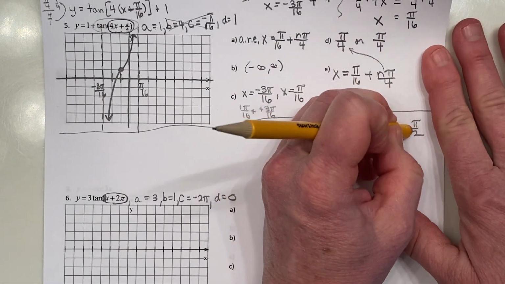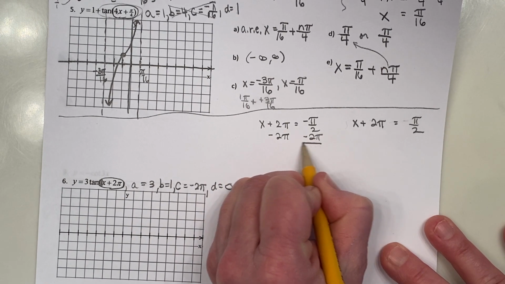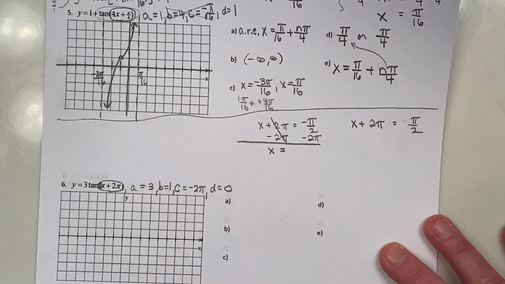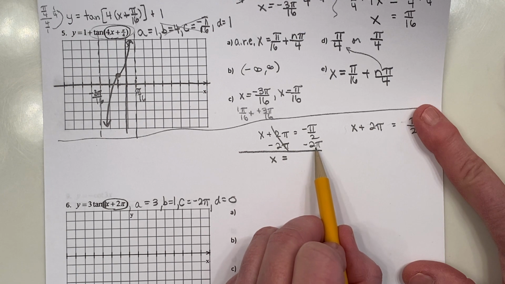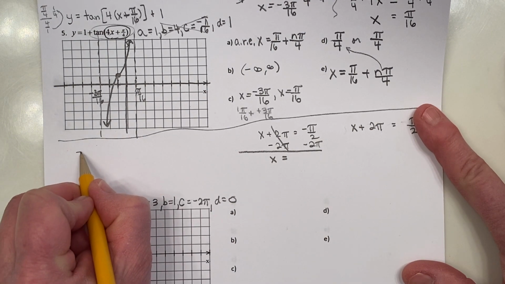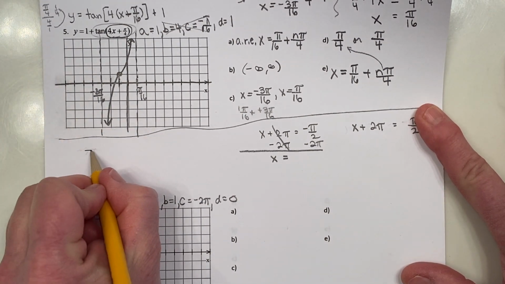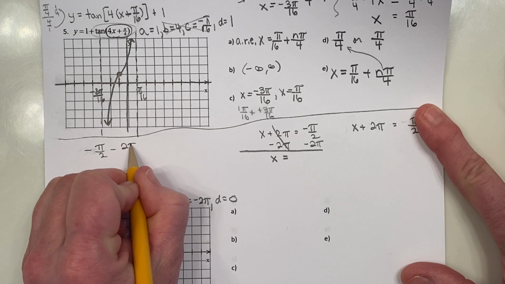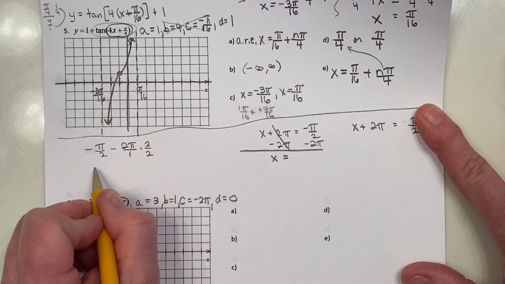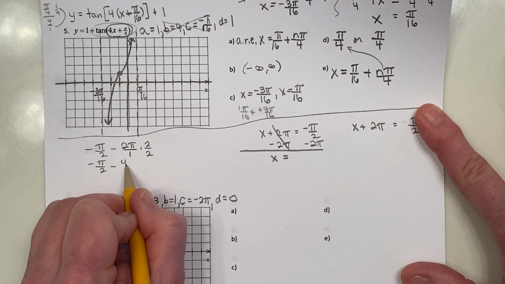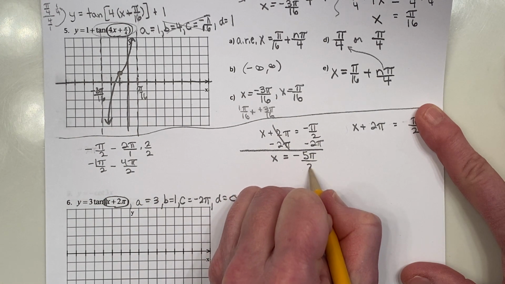So how about if we make this positive? All right, let's subtract 2 pi from both sides. Some of you guys are real good at your mental math, so you know negative 2 and negative 1/2 is negative 5/2. But if we need to do the little work, that's fine. So I'm going to do negative pi over 2 minus 2 pi. Common denominator would be 2, so this will be 4 pi over 2. So negative 1 and negative 4 make negative 5 pi over 2, just as we thought.